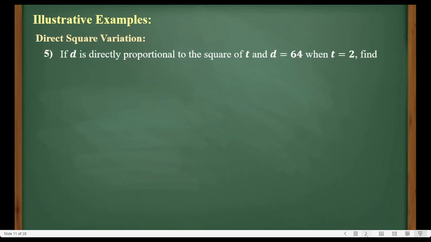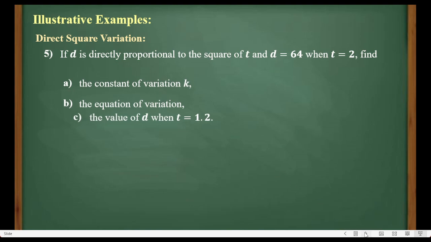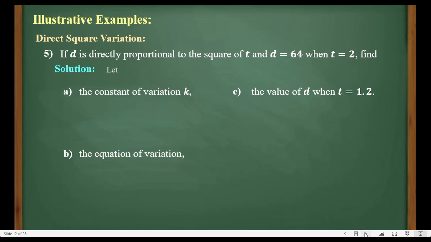Next, we go to the fifth example. If d is directly proportional to the square of t, and d is initially 64 when the initial value of t is 2, find the constant of variation k, the equation of variation, together with the value of d when t is equal to 1.2. Okay. Of course, we translate d is directly proportional to the square of t, making use of the constant of variation, so that the translated equation would be what? d is equal to kt squared.